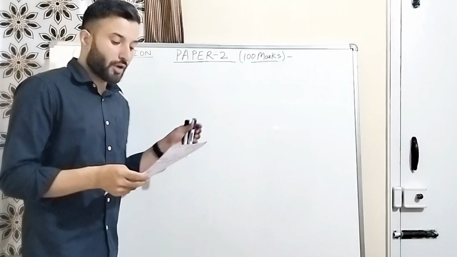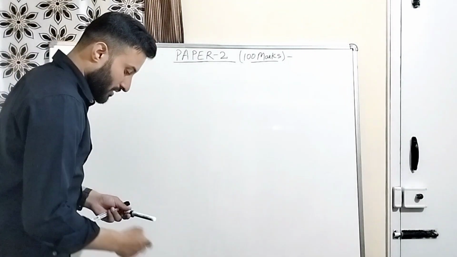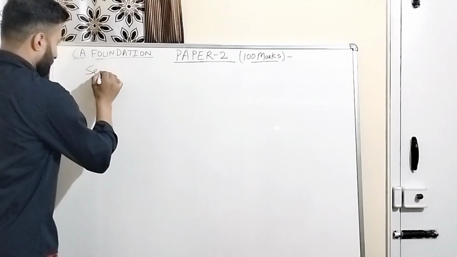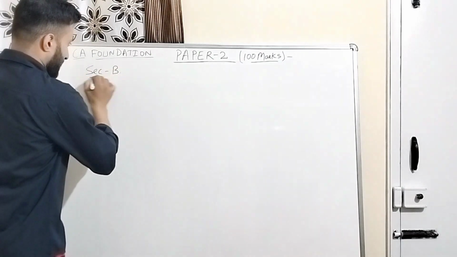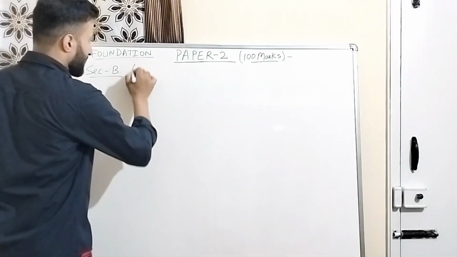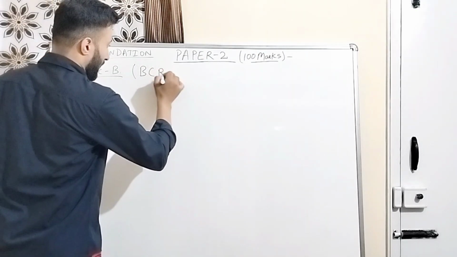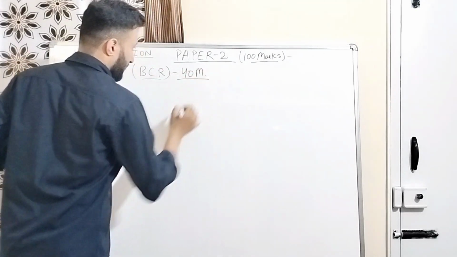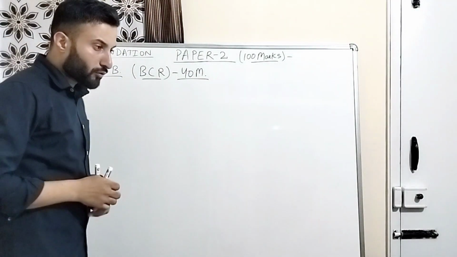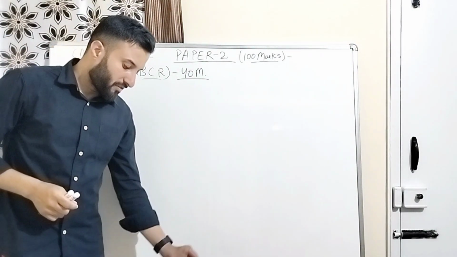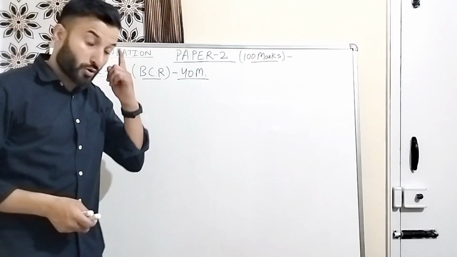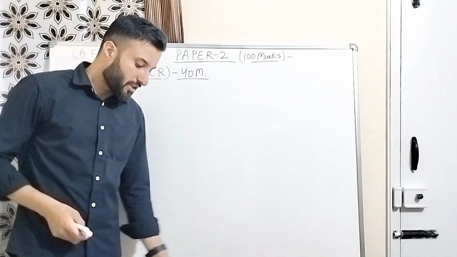So we will see now section B. Section B is BCR. That consists of 40 marks. In BCR we have more chapters, so here we will see about the questions.